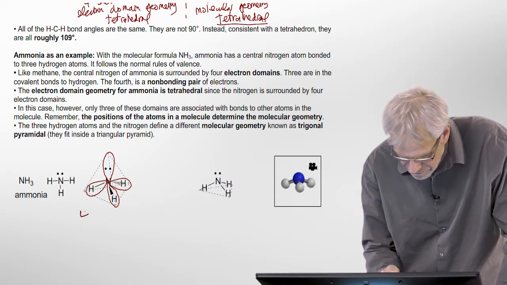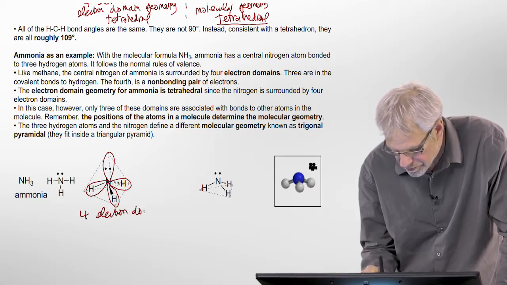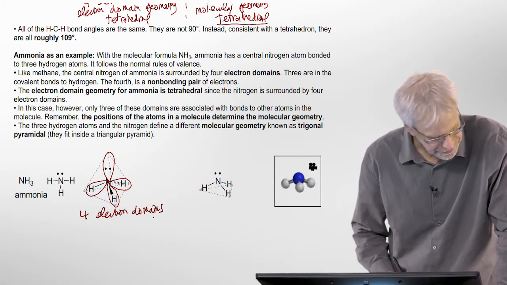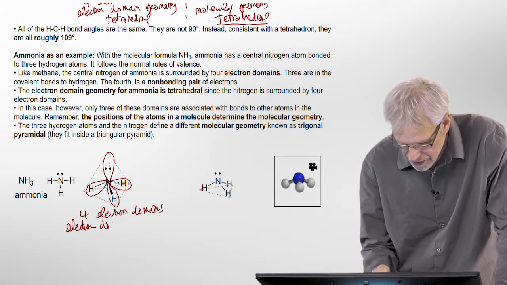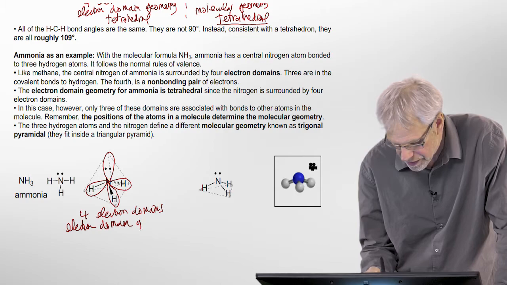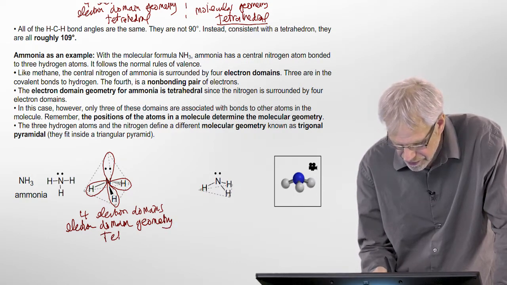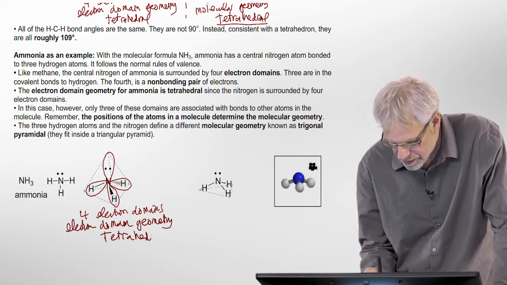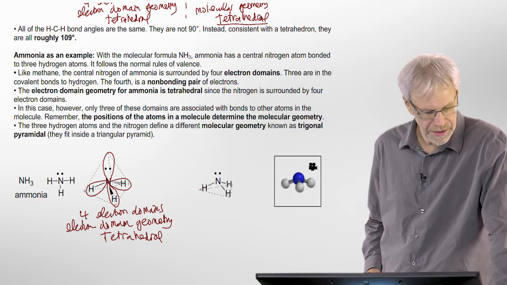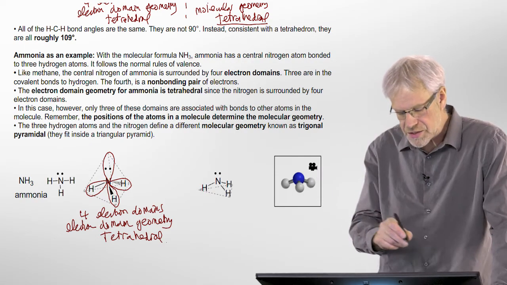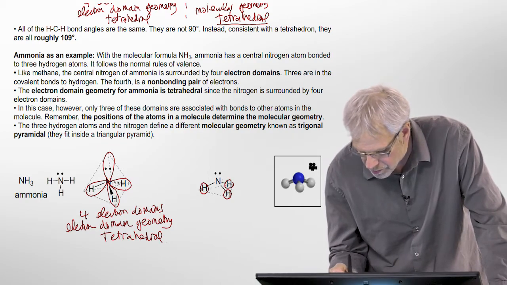So again, we still have 4 electron domains, which means the electron domain geometry is tetrahedral, just like it was in methane for exactly the same reason. But in this case, only 3 of the electron domains are now associated with other atoms in the molecule.